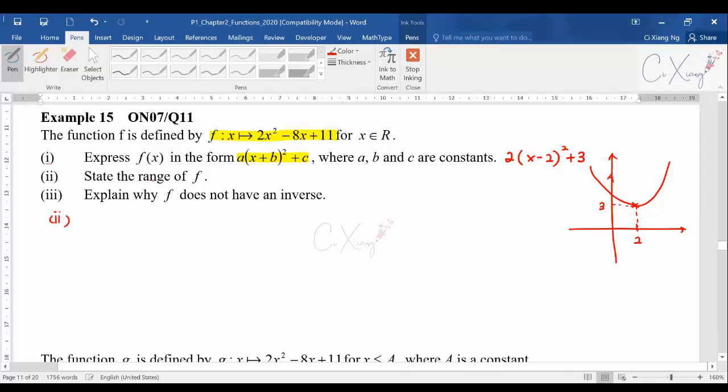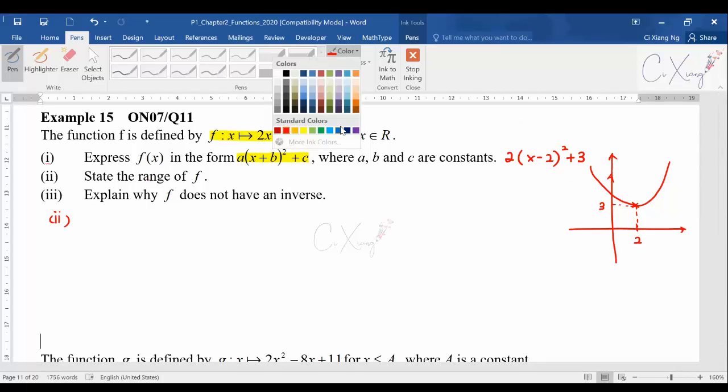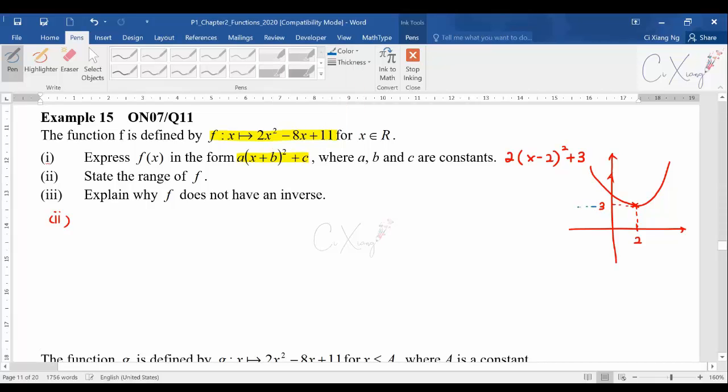So again, for this one, to state the range of f, if you look at the graph, the smallest value for your graph is 3. Okay, and then your graph keeps on going up also. Therefore, the range of the function f is y greater than or equal to 3. Very simple. One mark only, the answer mark.